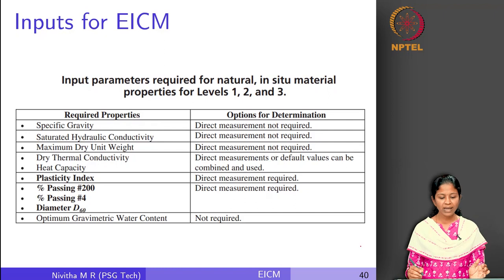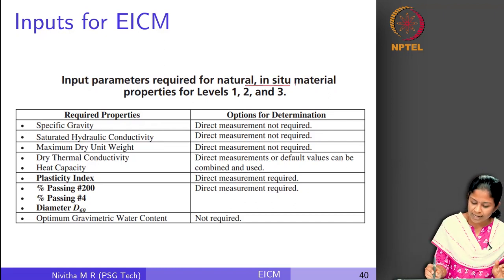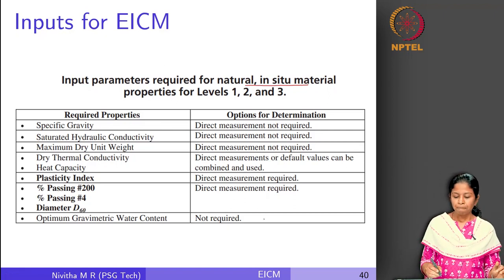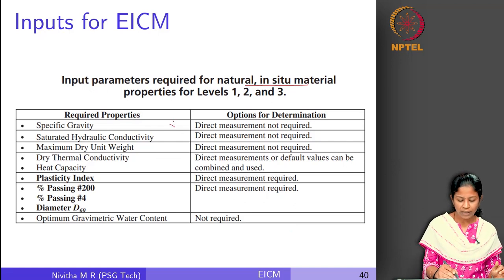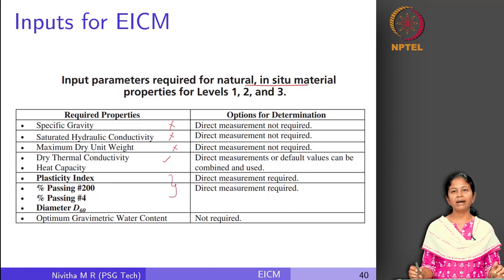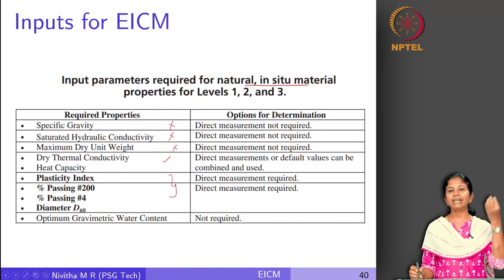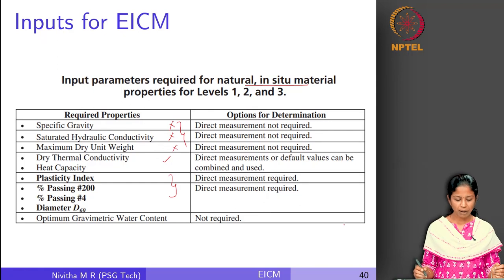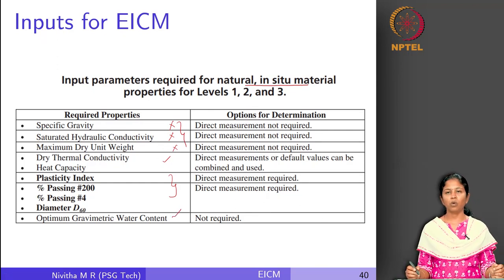Then we move on to the in situ natural and in situ material properties that are required as input for level 1, level 2 and level 3. For all the three levels, these are the data. So, if it is in situ, we do not need specific gravity, we do not need to measure conductivity, these are all not required. This can be measured or a default value can be used, but for these things alone, it is required because we say that in situ, the material properties are measured at the water content which is present in the soil. Hence, there is no need for additional computation, and that is why we do not need all these parameters. Even the optimum gravimetric water content is not required for this case, right?